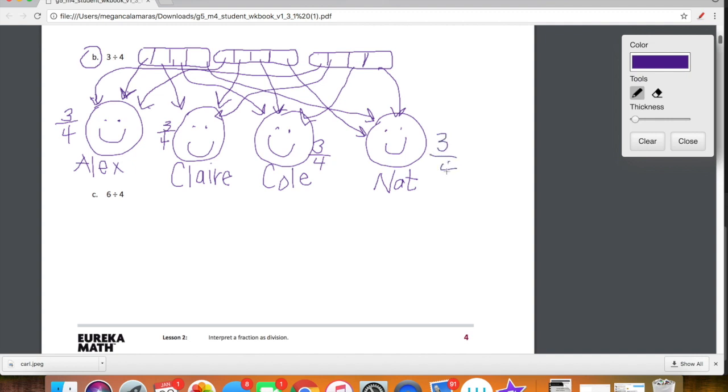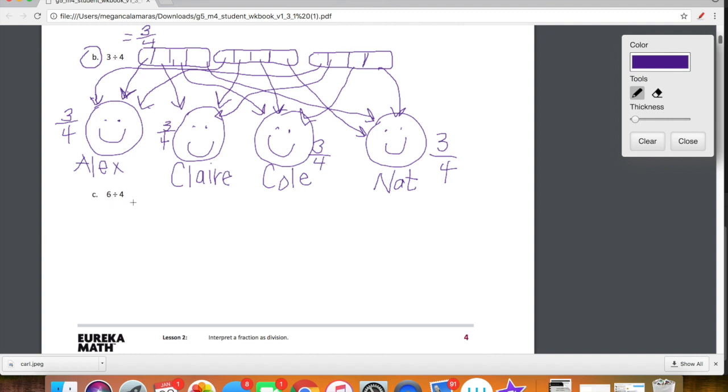So it looks like when we divide 3 into 4 equal groups, or across 4 happy kids, 3 divided by 4 is equal to 3/4. Each kid got 3/4 of a maple bar. Okay, that's very cool. Let's look at C.